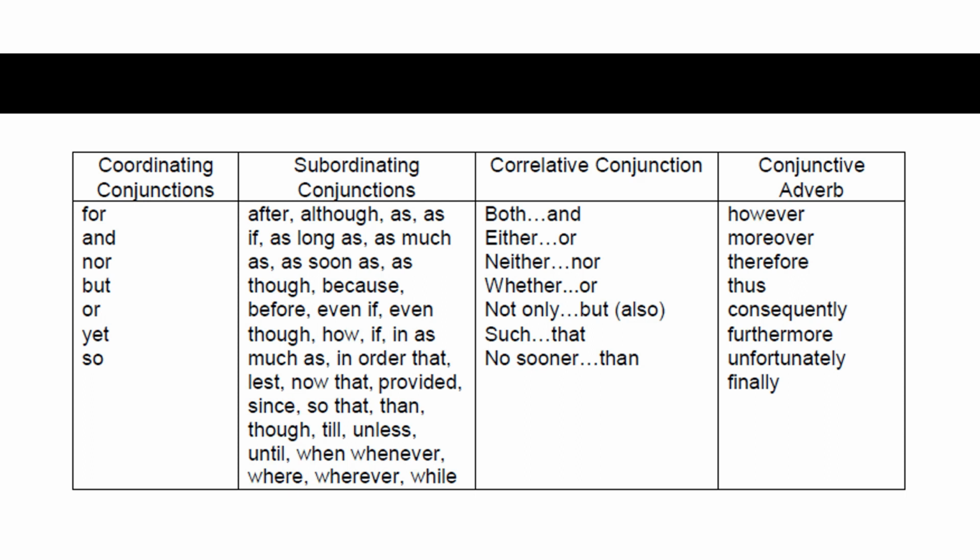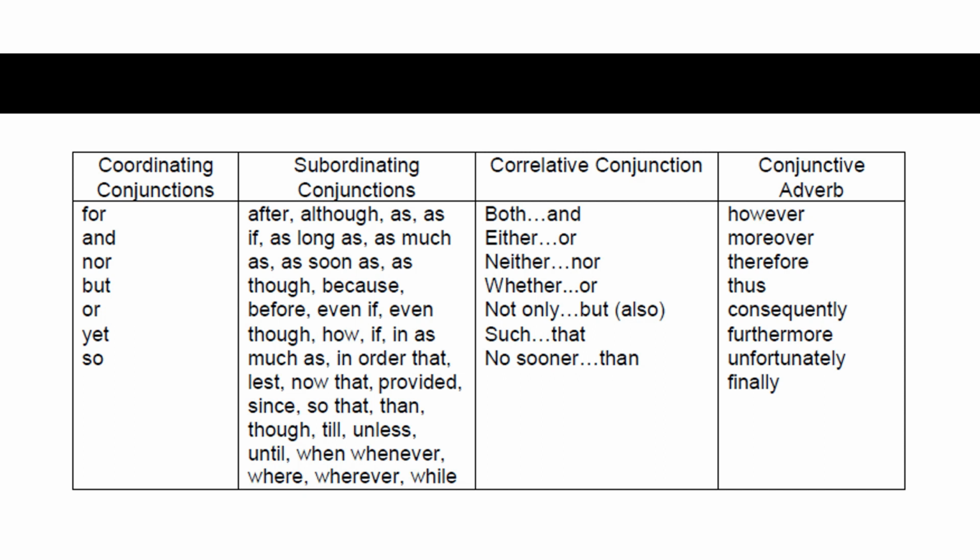In subordinating conjunctions, we have after, although, as if, as long as, as much as, as soon as, as though, because, before, even if, even though, how, if, inasmuch as, in order that, lest, now that, provided, since, so that, than, though, till, unless, until, when, whenever, where, wherever, and while. These are the following subordinating conjunctions.